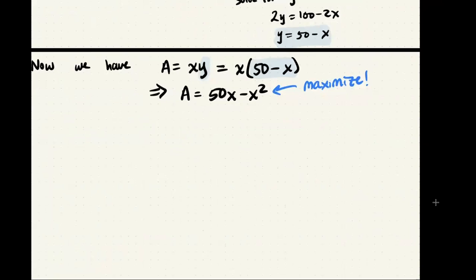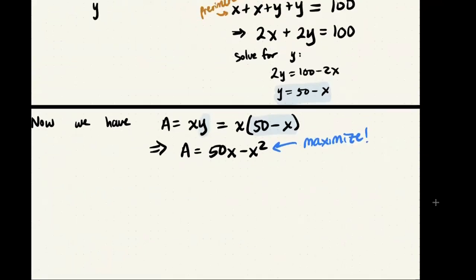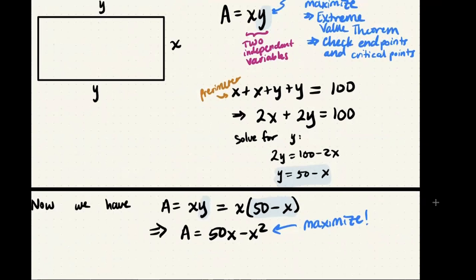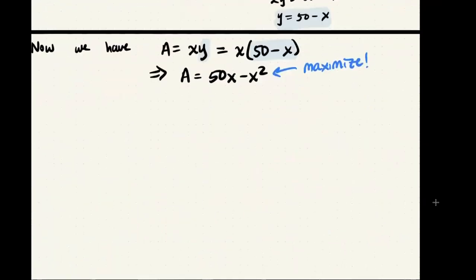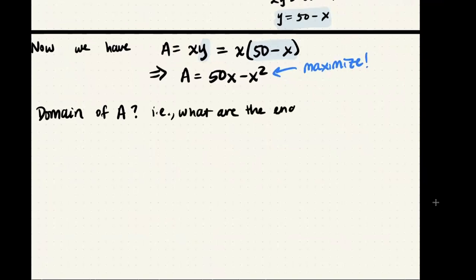Okay. Now, with the extreme value theorem, so go back up here, we're supposed to check the critical points and the endpoints, but we weren't explicitly given any endpoints in this problem. We actually need to figure out what makes sense for the endpoints. So we need to know what's the domain of A. In other words, what are the endpoints of x? Like, what am I allowed to plug in?